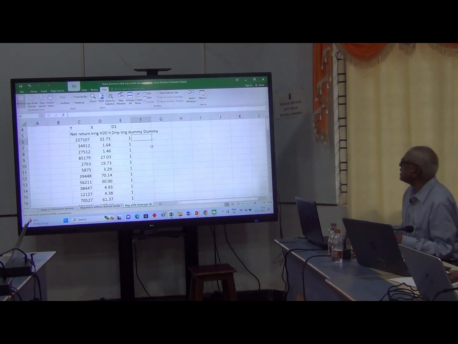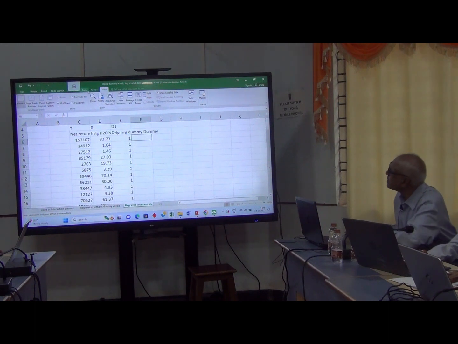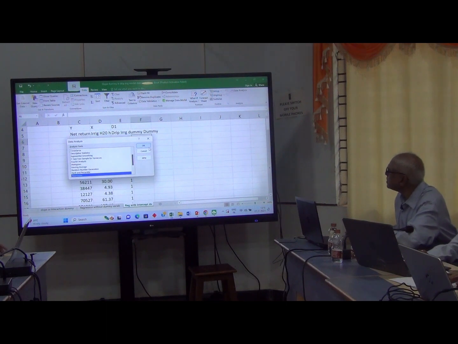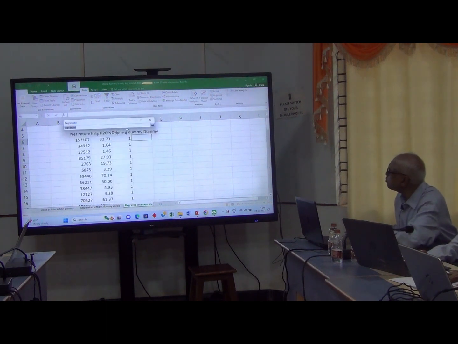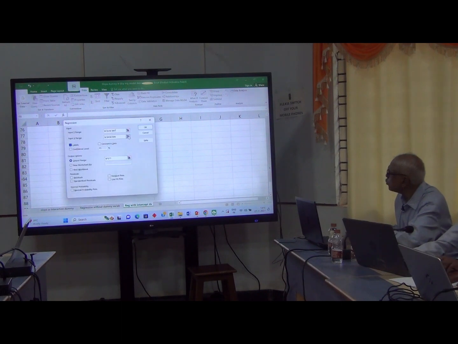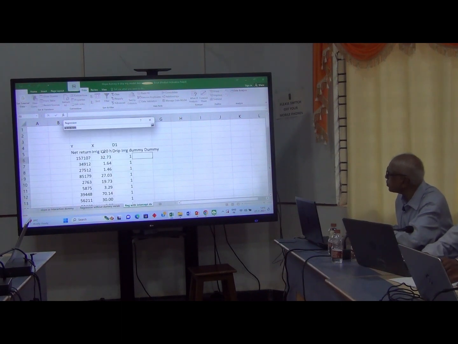Don't mistake it. Now, what do you do? You have to go for data, then data analysis, then regression, same mantra, then input range. So net returns I do again. Okay, please do this input range. Then output range. Input range is here. Excel demand. So take Excel demand.